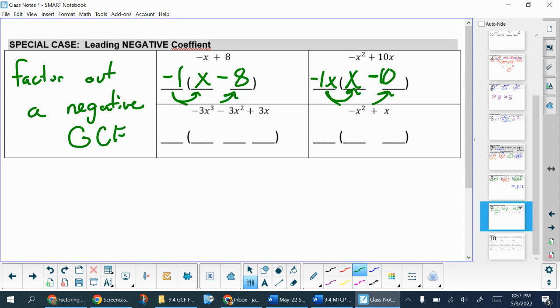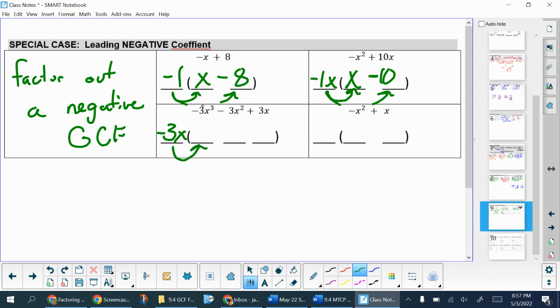Down here, we've got these 3, 3, and 3 again. I'm going to factor out a 3 because it's common to all of them, but since that negative is in the leading coefficient, I'm actually going to factor out a negative 3. And I look at my exponents, I see x to the third, x squared, x. There's at least one x in all of them, so I'm going to factor out that 1x that's in all of them. What do I multiply by?